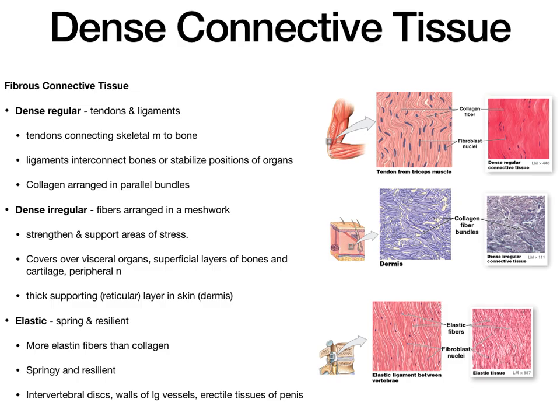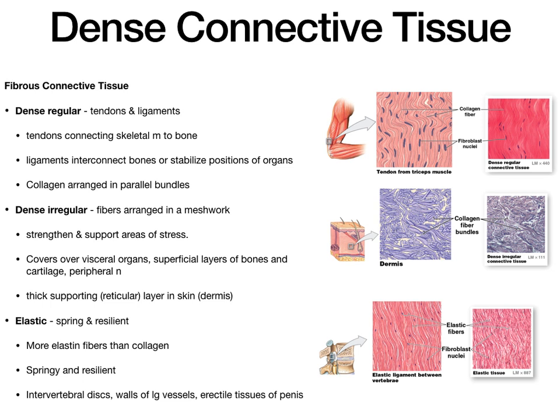Then we have our dense connective tissue. So we have our dense regular, our dense irregular, and our elastic. So our dense regular, this is found with our tendons and our ligaments. The tendons are connecting our skeletal muscles to our bones. Those ligaments interconnect bone or stabilize the positions of organs, and the collagen is arranged in parallel bundles.